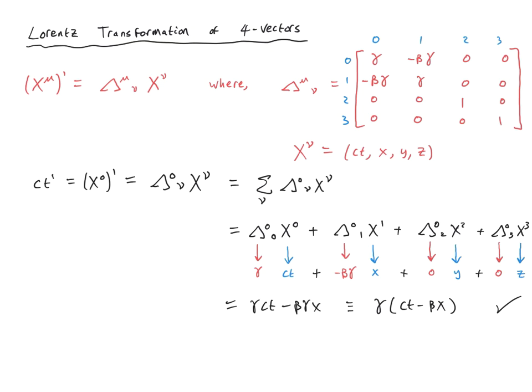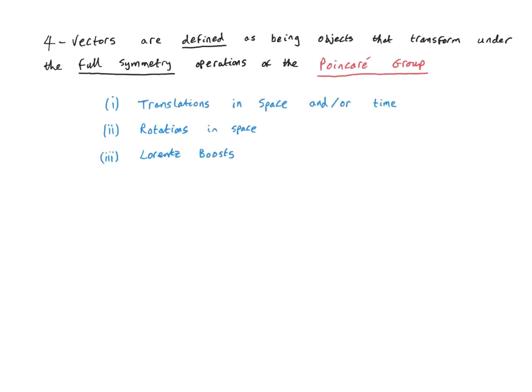That's correct. One can similarly repeat this procedure for x1, x2, and x3 in the primed reference frame, thereby obtaining the full Lorentz transformations. And indeed, we'd find that we would recover the equations that we'd previously derived. This is capturing the same physics, it's completely equivalent, it's just a different formulation, a different notation. 4-vectors are in fact defined as being objects that transform under the full symmetry operations of the so-called Poincare group. This involves 3 different types of symmetry operation.